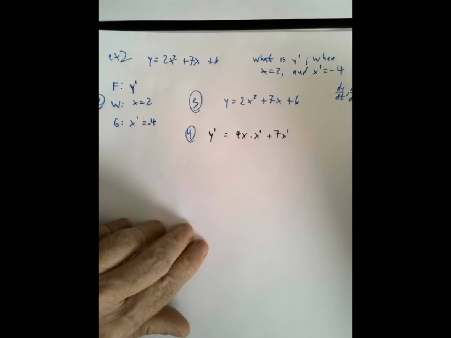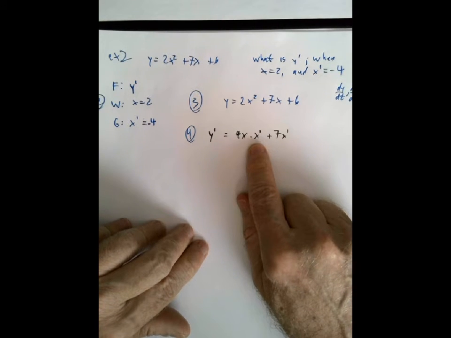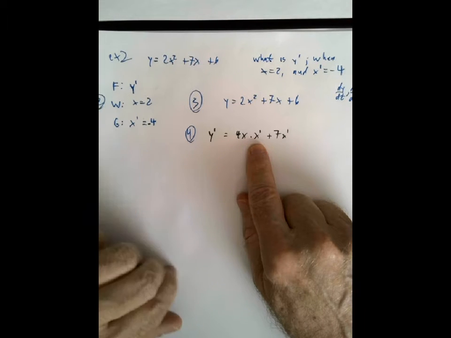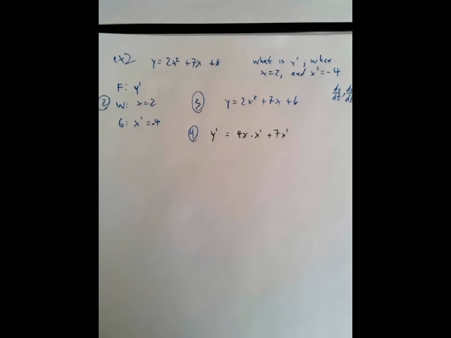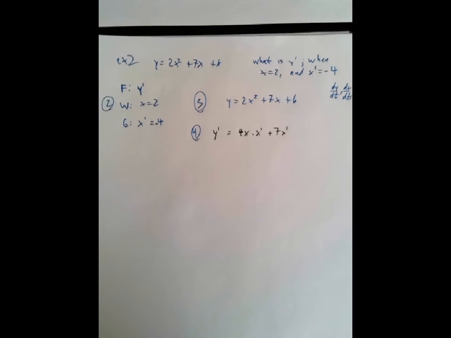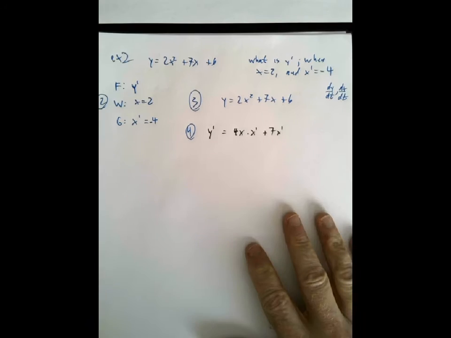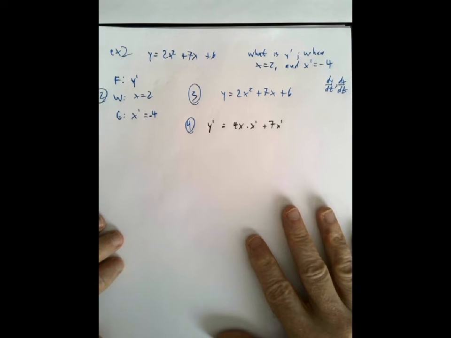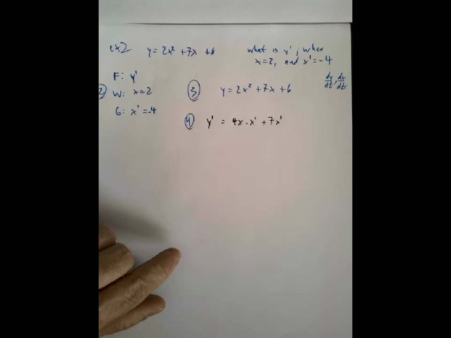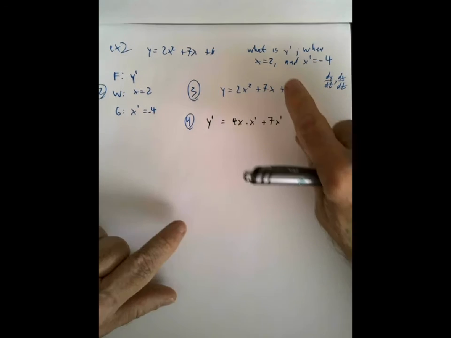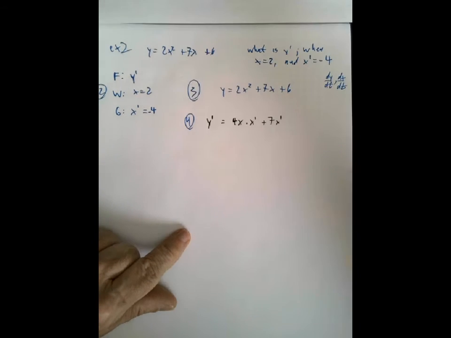So now that we've got this derivative equation, we plunk our information in. I see I've gone off the paper a little bit. Sorry about that. I'll zoom out a little bit. There we go. I'm trying to make this as big as possible for you to see. So now we take the 2 and we put it where the x is.